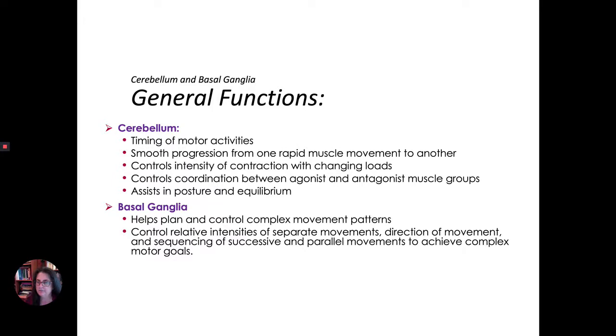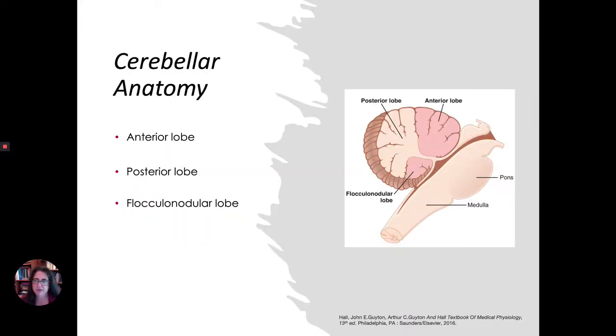The basal ganglia has some planning activities. Well, the cerebellum in some sense does too, but the basal ganglia seems to have a different way of doing this. It helps to plan and control complex movement patterns. It also maintains the right amount of intensity of different movements, the direction of movement, and sequencing of movements to achieve a function that you want to do. That sounds a little like what we just said about the cerebellum. So yes, there is some overlap, but their circuitry is different.